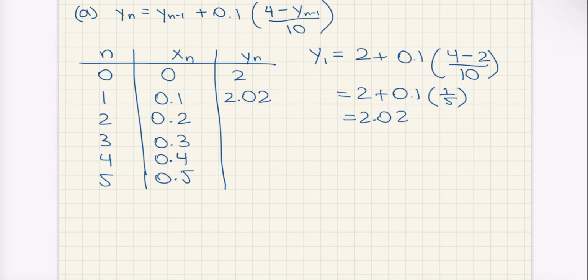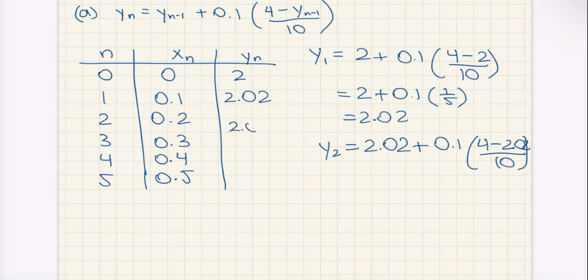Now we do the same thing again for y2, except now we would have 2.02 plus 0.1 times (4 - 2.02)/10. And then we need to figure out what that is. That's going to be 2.0398.